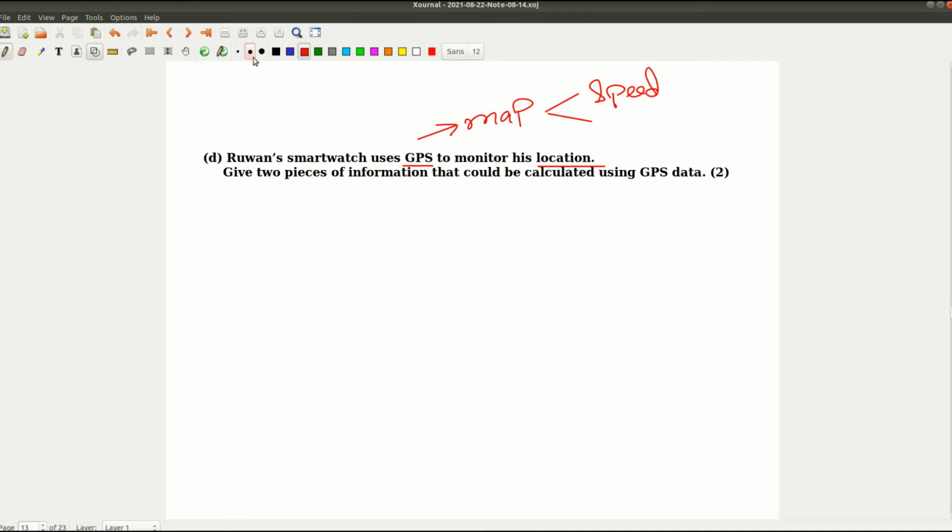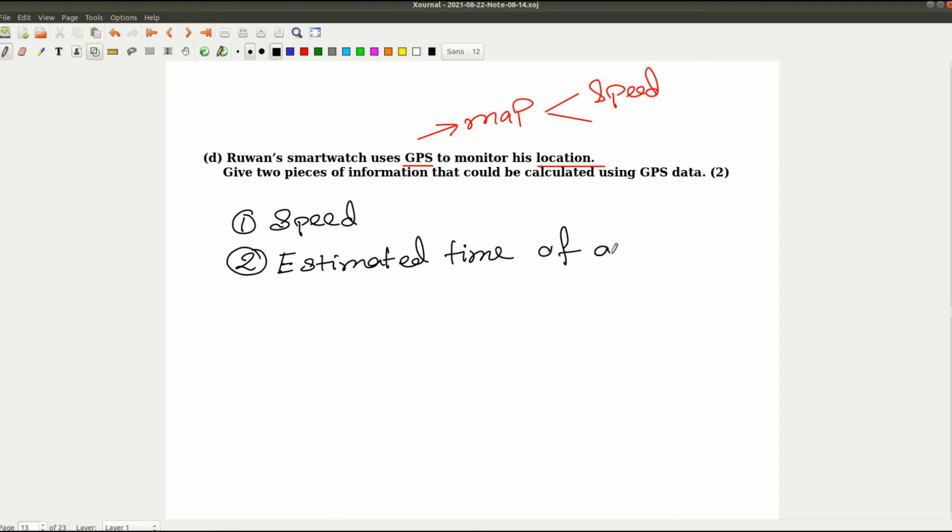So I can write here for this question: we can see the speed, and also we can see the estimated time of arrival. Okay, if you know some other thing you can write it, no problem.